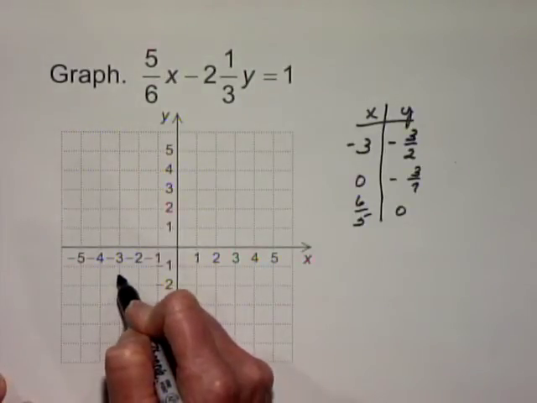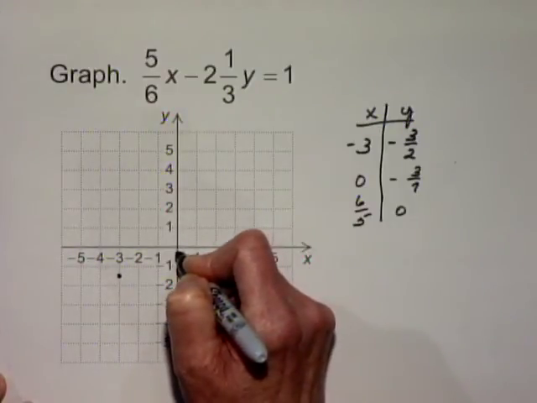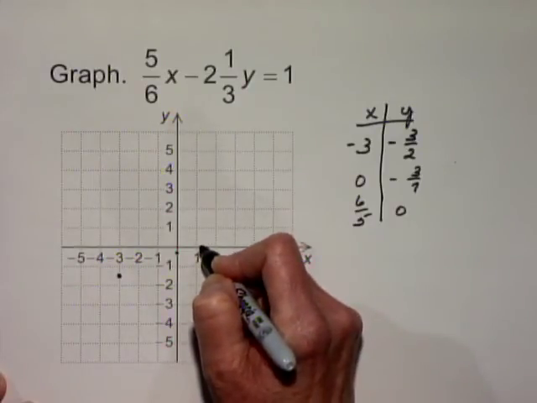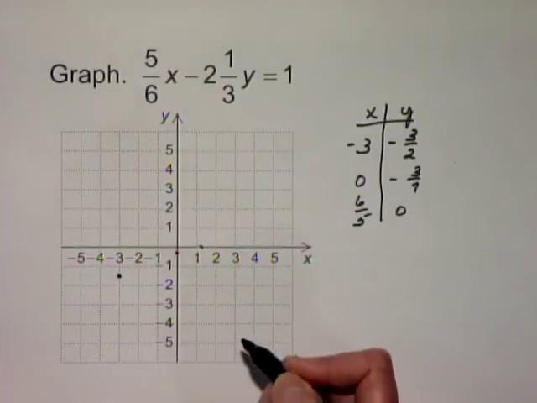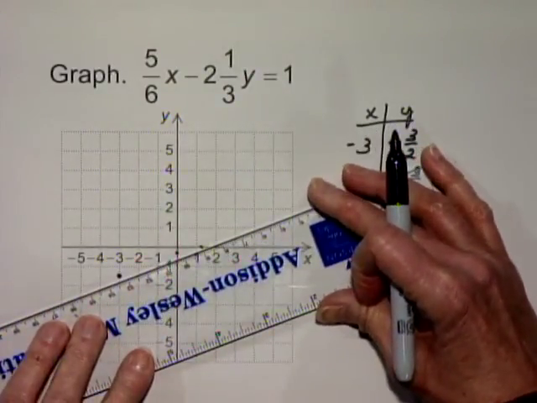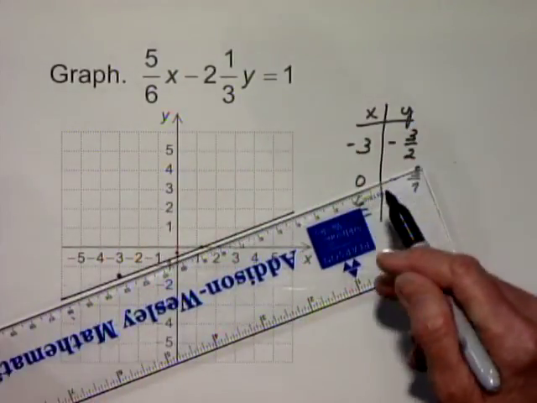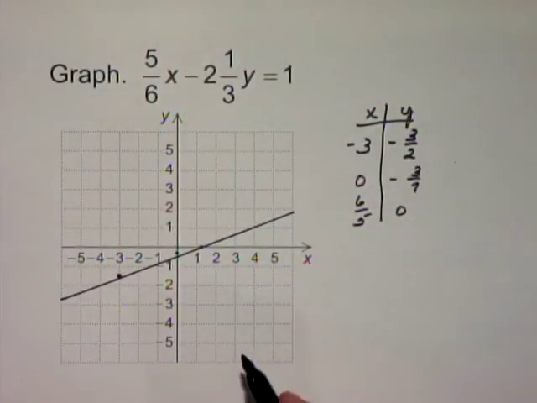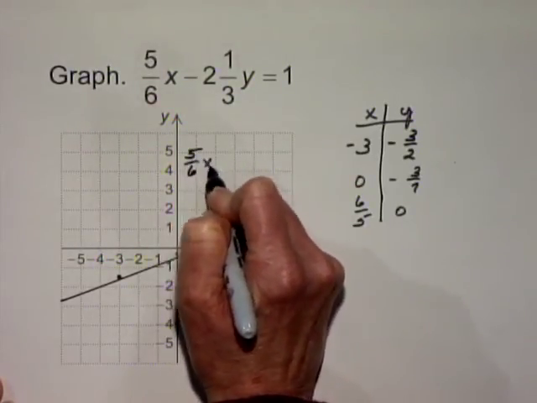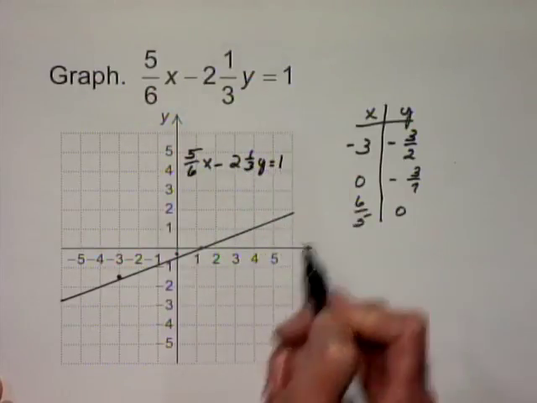-3, -3/2 is here. 0, -3/7 is about here. And then we have 6/5, 0, which is right about there. And let's connect these points with a straight line. So this is the graph, and we'll label it with its equation. 5/6 x minus 2 1/3 y is equal to 1.